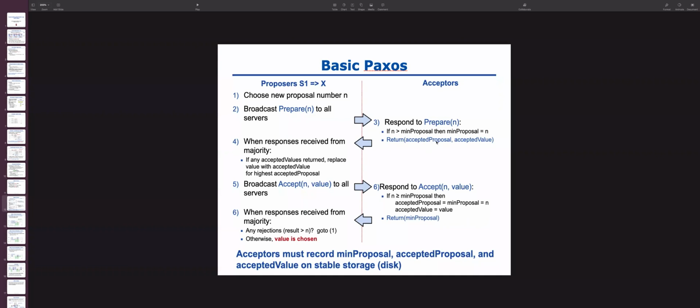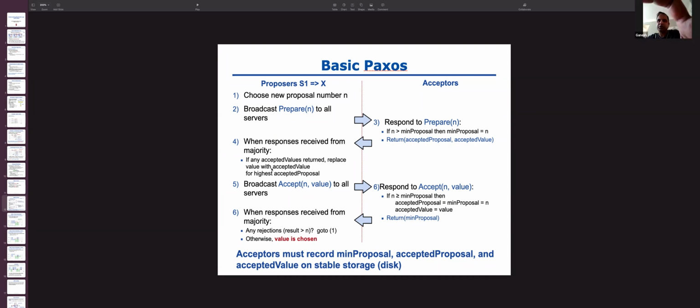So whoever got this prepare, those acceptors, if they already accepted some value for that index, will send the accepted proposal and then the accepted value. Accepted proposal means the same thing, the number we have sent previously. If it accepted something, it will give that number and the value to server one. Once server one gets the majority from the followers, it compares and then picks the majority accepted value.